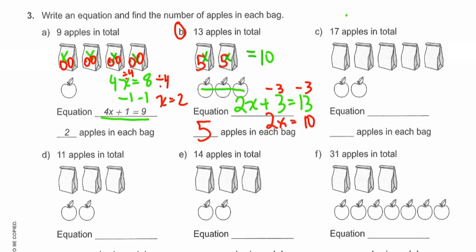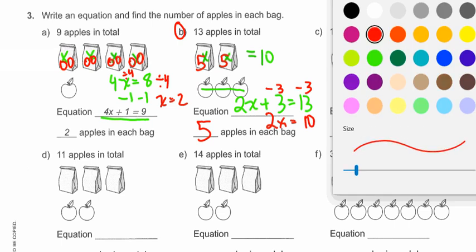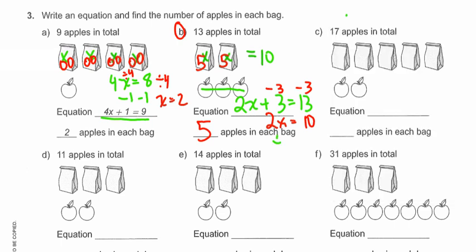So what I really do here on the math side of it is I divide by 2 and divide by 2, and so I'm finding that x equals 5. Okay, let's move on. Try the rest of those ones.